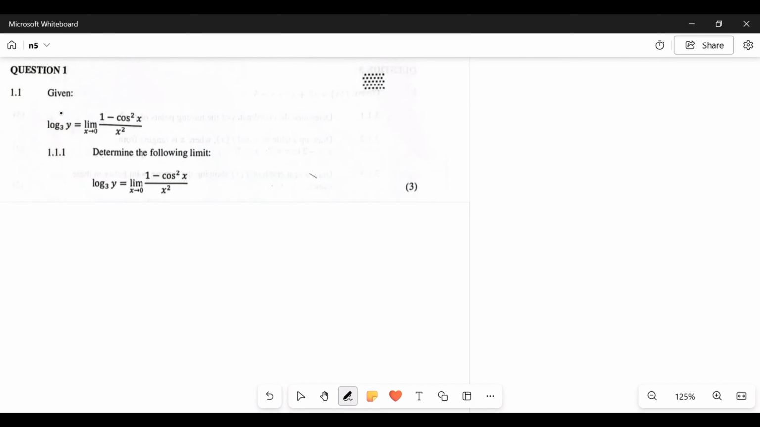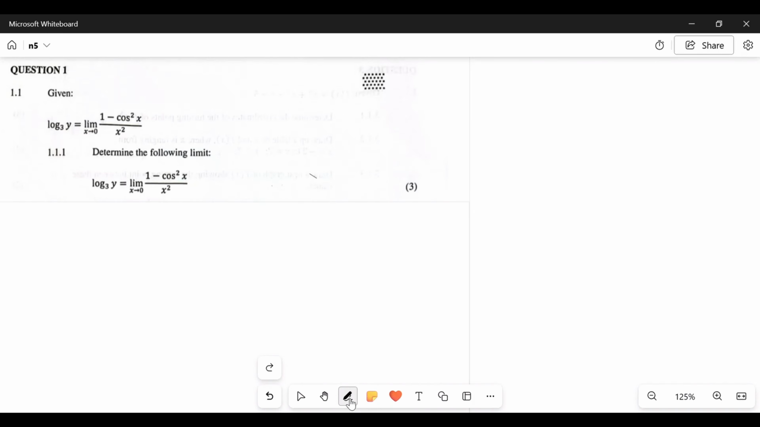So we are given the following: log y with base 3 is equal to the limit as x approaches 0, on the numerator we have 1 minus cos squared x, on the denominator we have x squared. Now we have 1.1 as the question. They want us here to determine the following limit with the same expression that is given to us there.